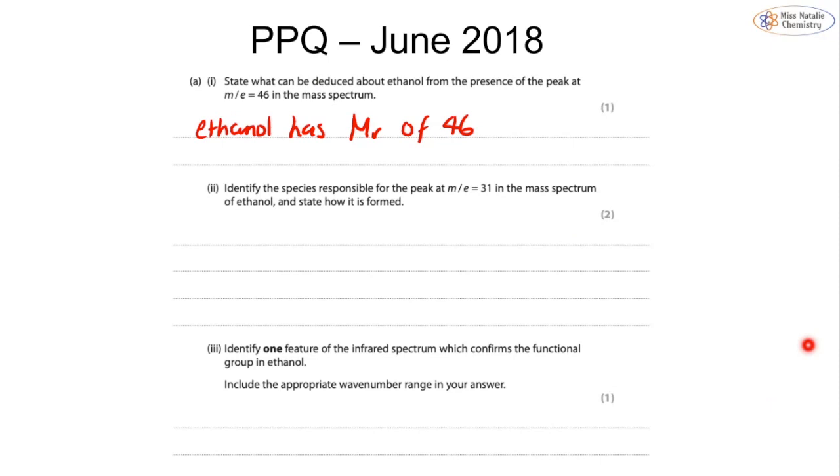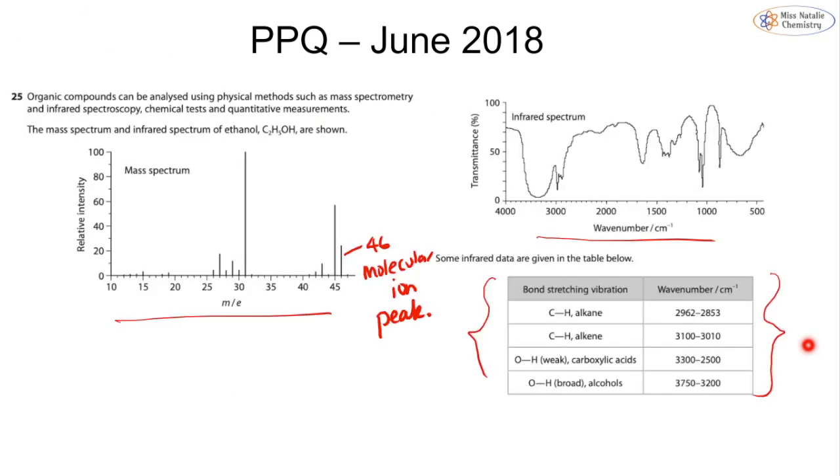We want to identify the species that is responsible for the peak at 31 in the mass spectrum of ethanol, and we want to state how it's formed. Just to make this a little bit easier, let's draw out ethanol. So we have our 2 carbons, our OH group, and we're surrounded by our hydrogens. We need to figure out a peak at 31. Well, we can only have one fragmentation of our C-C bonds, so that must be this breakage here. And if we go back, we can see that this is a very abundant peak at 31.